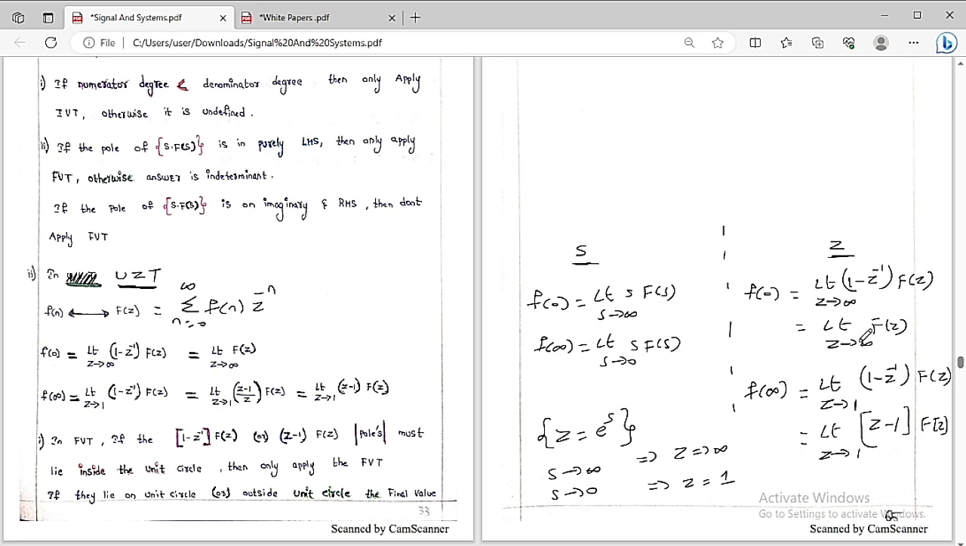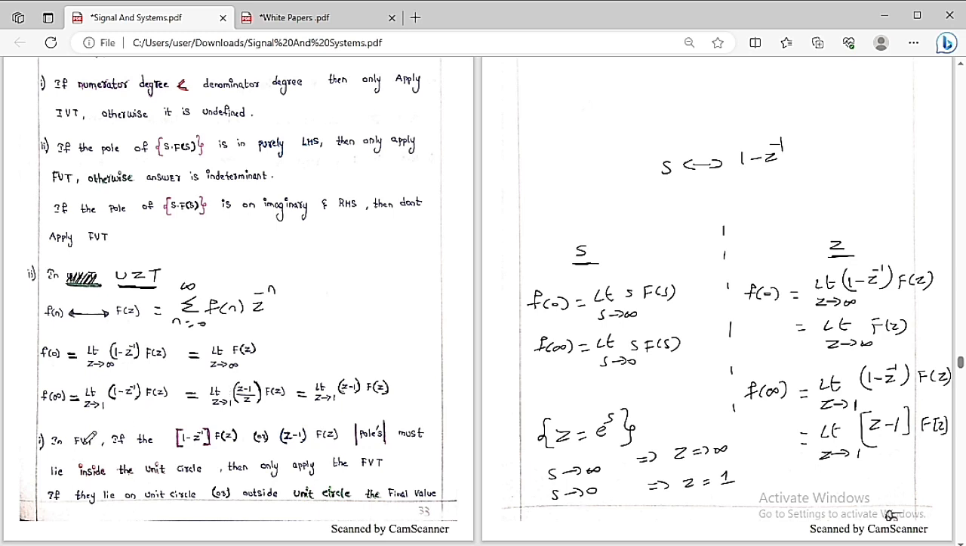The only thing is, I have replaced s by 1 minus z to the power of minus 1. This point you always have to keep in your mind. In place of s, I have substituted 1 minus z to the power of minus 1. If you remember this one, everything is very simple. So this is the initial value theorem and this is the final value theorem, as you can see clearly. If you remember the basic concept, getting this is a piece of cake, right?